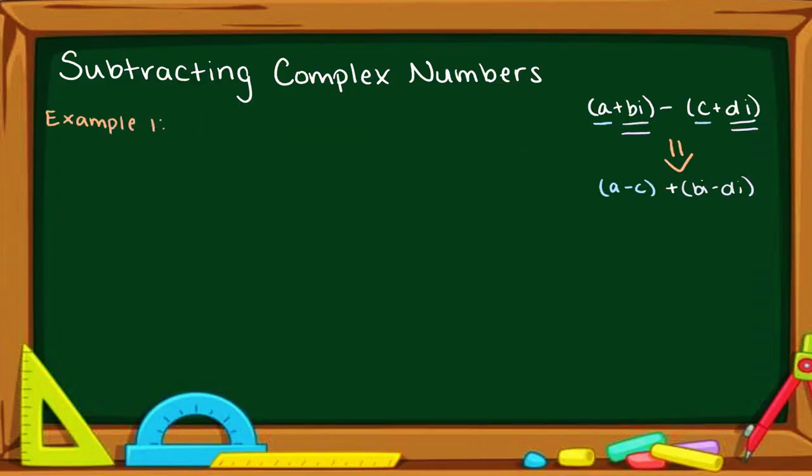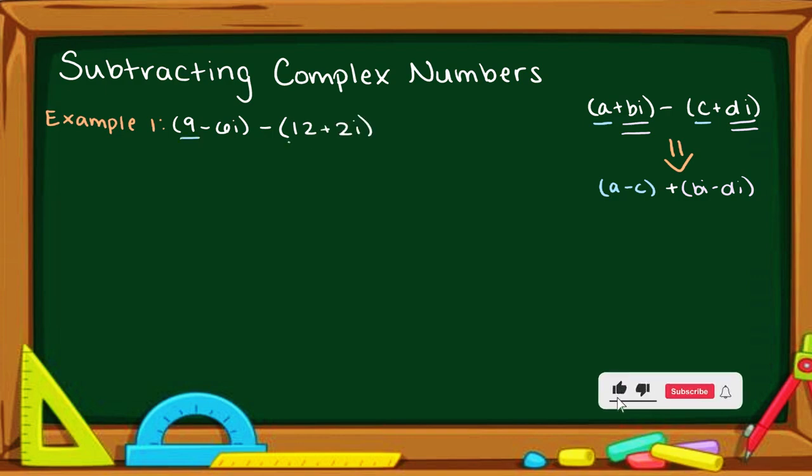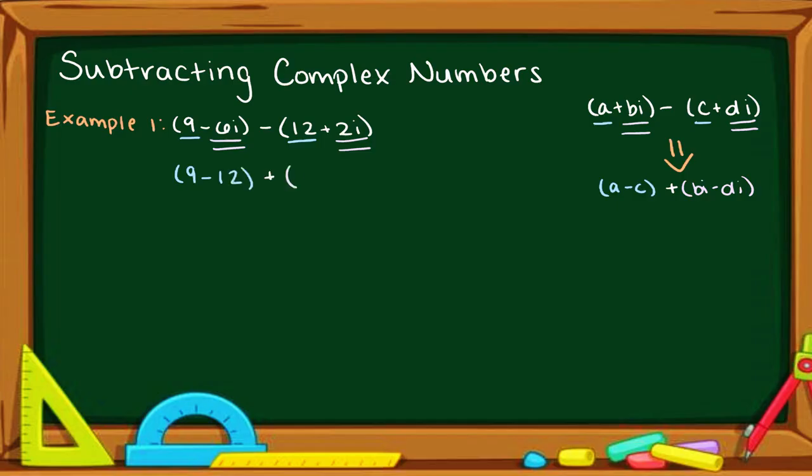Let's take the example 9 minus 6i minus 12 plus 2i. 9 and 12 are like terms. Negative 6i and 2i are also like terms. So we'll group those. We have 9 minus 12 plus negative 6i minus 2i. That gives us negative 3 plus negative 8i.